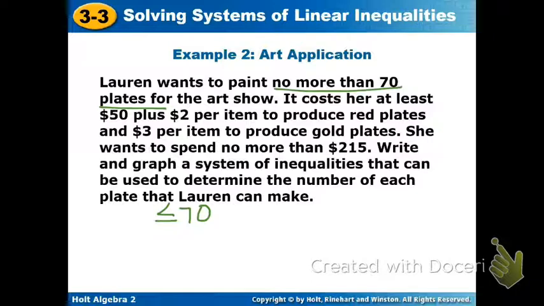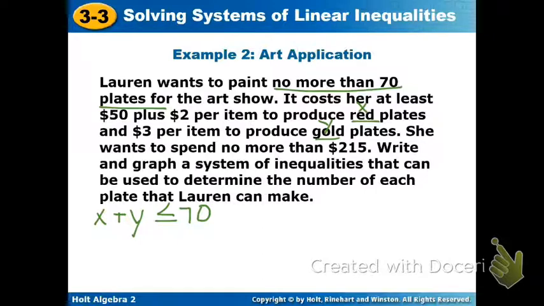Okay, she has two types of plates. What types does she have? Red and gold. So red will be our X, and gold will be our Y. So our red plates plus our gold plates are going to be less than or equal to 70. So she may not necessarily do 70 plates, but she can.